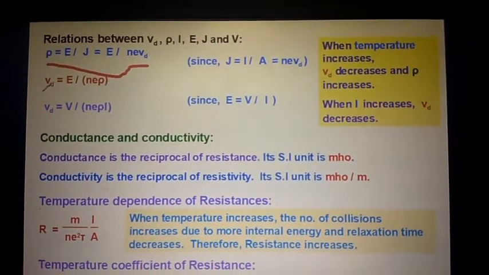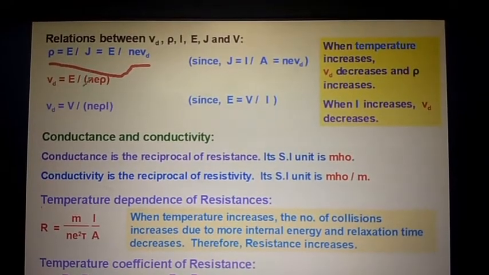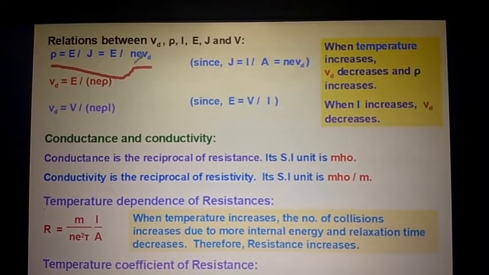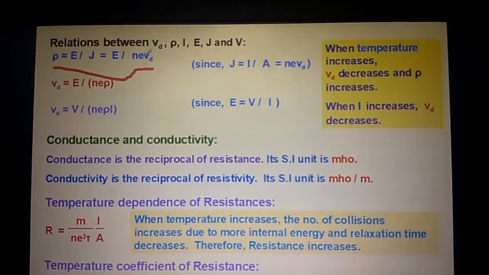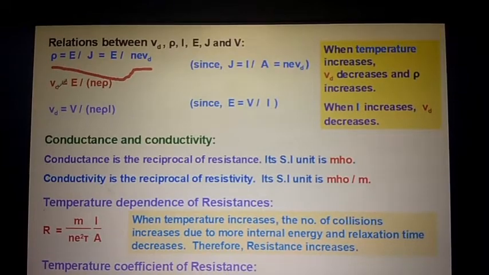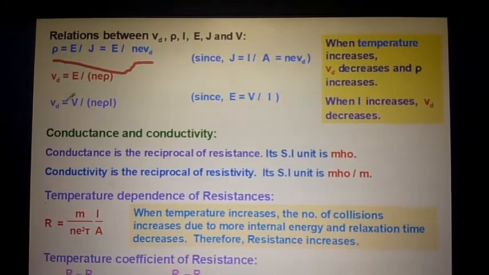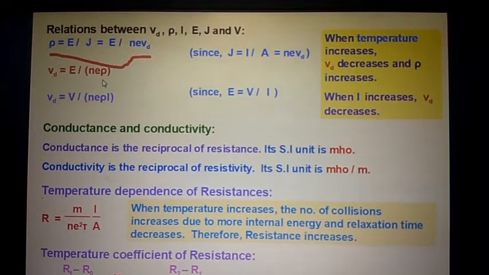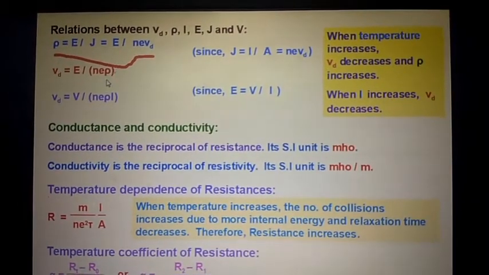Similarly, v_d equals E divided by n e rho. So from this expression, rearranging the variables, finally we get v_d equal to E by n e rho. Not P, it is rho. n e rho. Rho means the specific resistance or the resistivity.